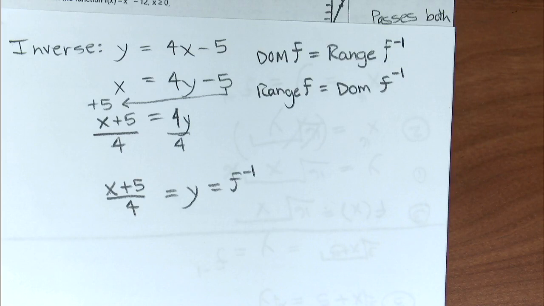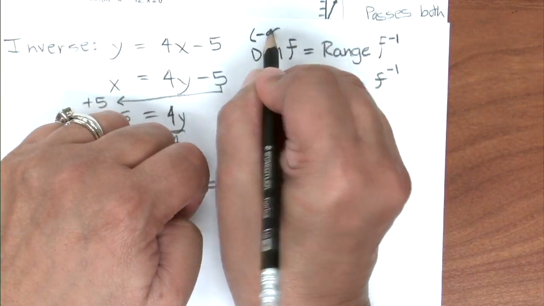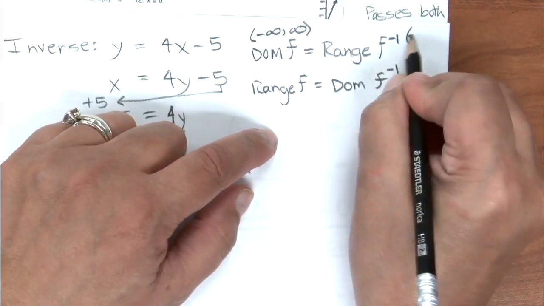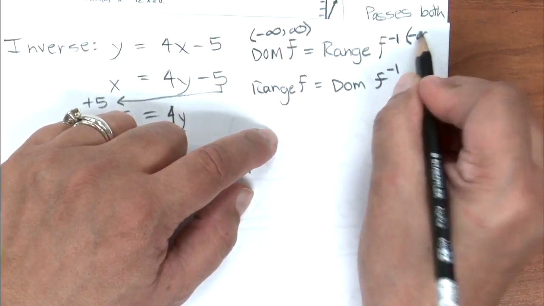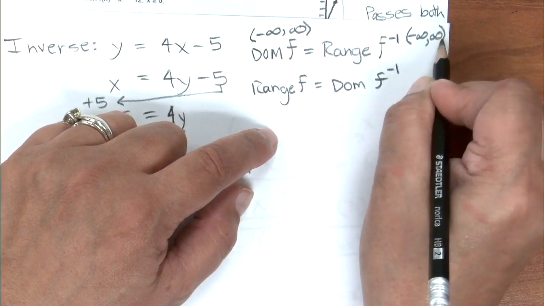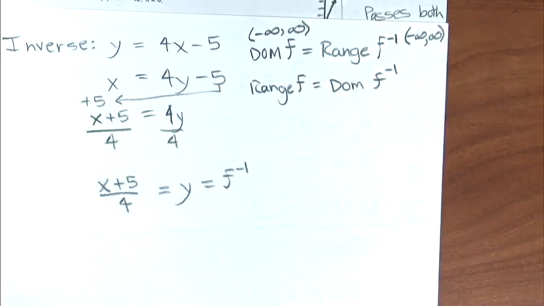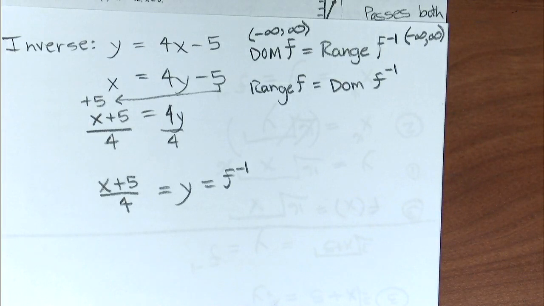Remember that whole nightmare where we were talking about, hey, what are the things that could actually end up being undefined? Fractions and radicals. Since that doesn't have a fraction or a radical, you can plug in anything you want. That means x can be anything from what to what? Negative infinity to infinity. And if that is the domain of the original, then that is also the range of the inverse. You have also just found it, not that you need to write it twice.